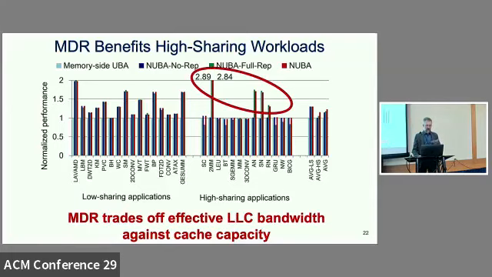And then if you look at data replication, which is especially important for the high sharing applications, MDR really is able to trade off the effective bandwidth increase versus the reduction in cache capacity. For these workloads, it was beneficial to fully replicate those shared cache lines, and in other cases, MDR was able to detect that it would be a bad decision.